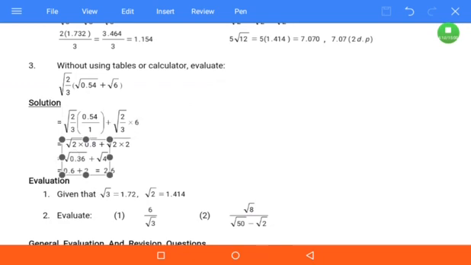I know you might be asking me again, where is the root for this one? If you have root a times root b, it will give us a common root of a times b. So just multiply 2 over 3 times 0.54 should give us what?